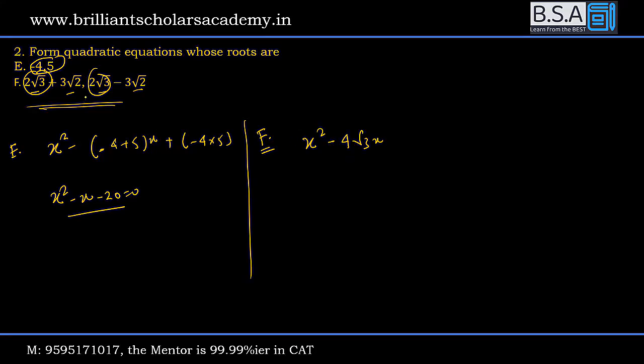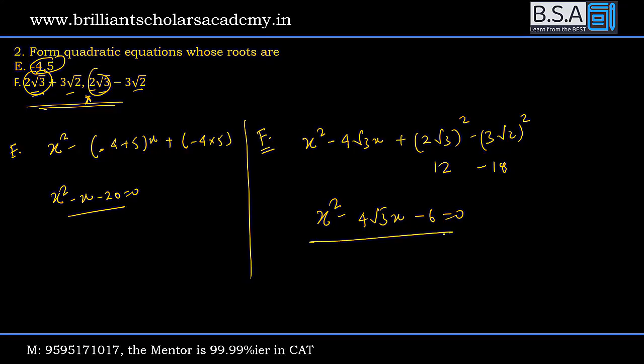4√3x. आप जब इनको मल्टीप्लाई करोगे, when you multiply these, आखिरी मल्टीप्लाई आएगा तो पहला टर्म भी स्क्वायर हो जाएगा, so it will be 2√3 squared minus 3√2 squared. तो 2 का स्क्वायर 4 into 3 12, 3 का स्क्वायर 9 into 2 18. So the equation will look like x square minus 4√3x minus 6 is equal to 0.